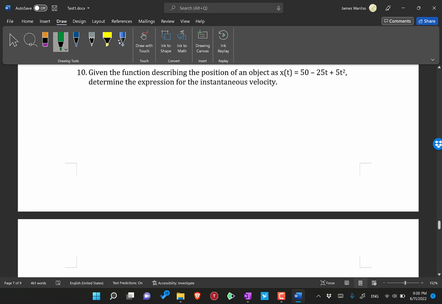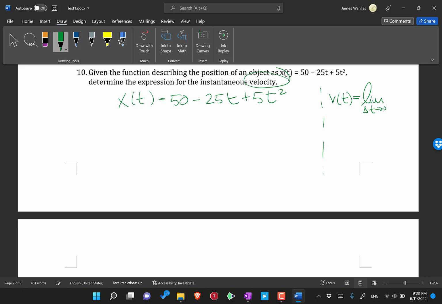Question 10. Given the function describing the position of an object, x of t equals 50 minus 25t plus 5t squared, determine the expression for the instantaneous velocity. Well, if you've studied your stuff really carefully, you'll remember that instantaneous velocity is equal to the limit as delta t goes to 0 of delta x over delta t.